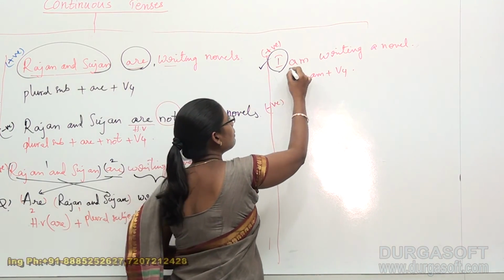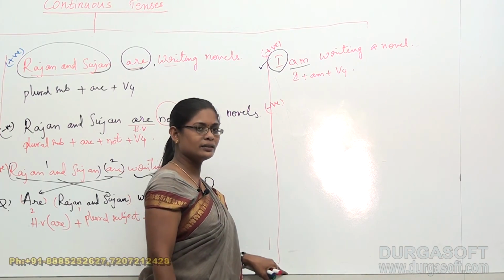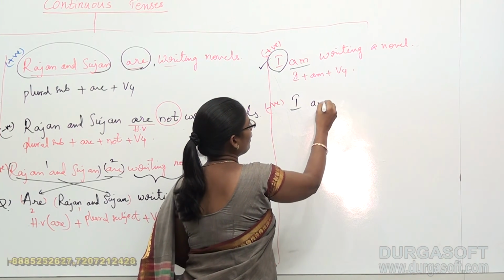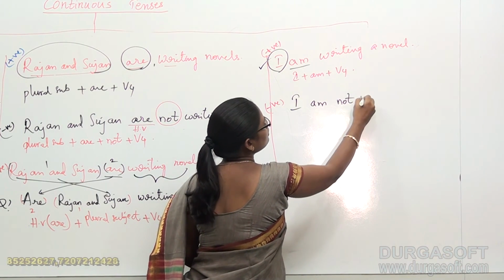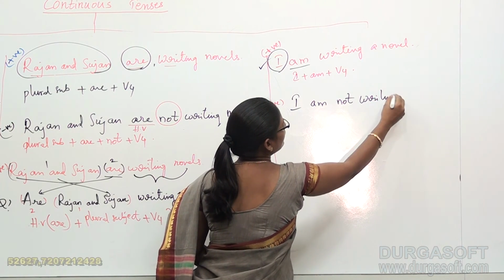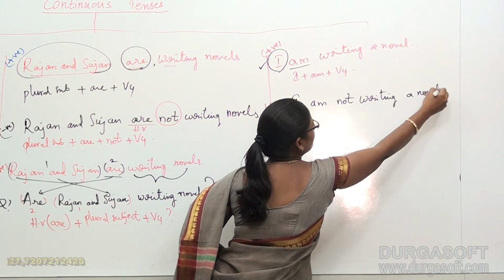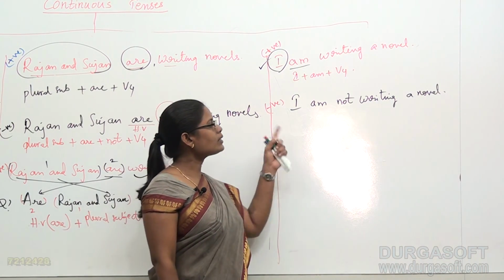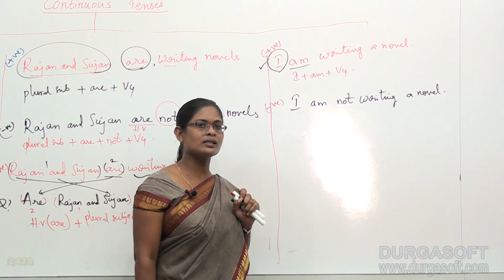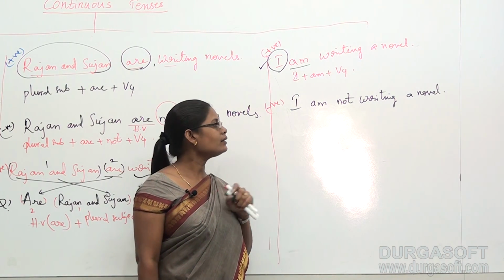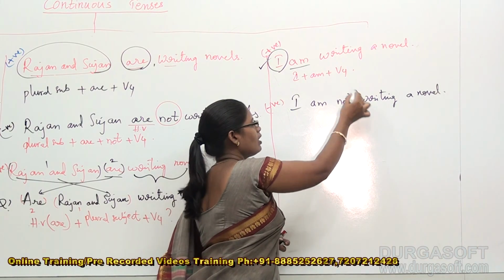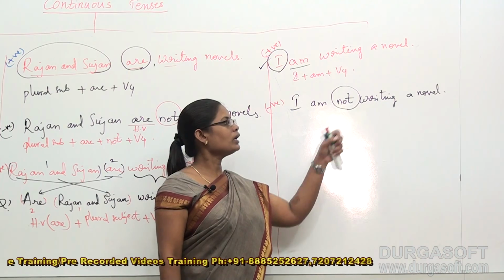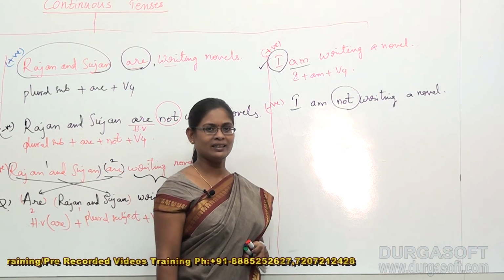Correct. So what is the helping verb here? Exactly, that is "am". So it is like this: I am not writing a novel. So this is my negative sentence. Why do I call this sentence a negative sentence? You know it very well, because we are provided with "not" in the sentence, which gives a negative sense, so I am calling this sentence a negative sentence, right?